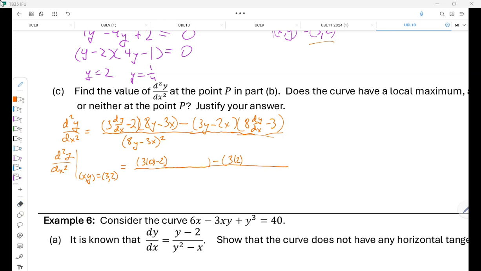It's y minus x. 3 times 2 minus 3 times 3. Oh, okay, 3 times 2 minus 2 times 3. Hey, that sure feels like 0 too. Times 8 times 0 minus 3. And all of this is going to be 8 times 2 minus 3 times 3, but squared.